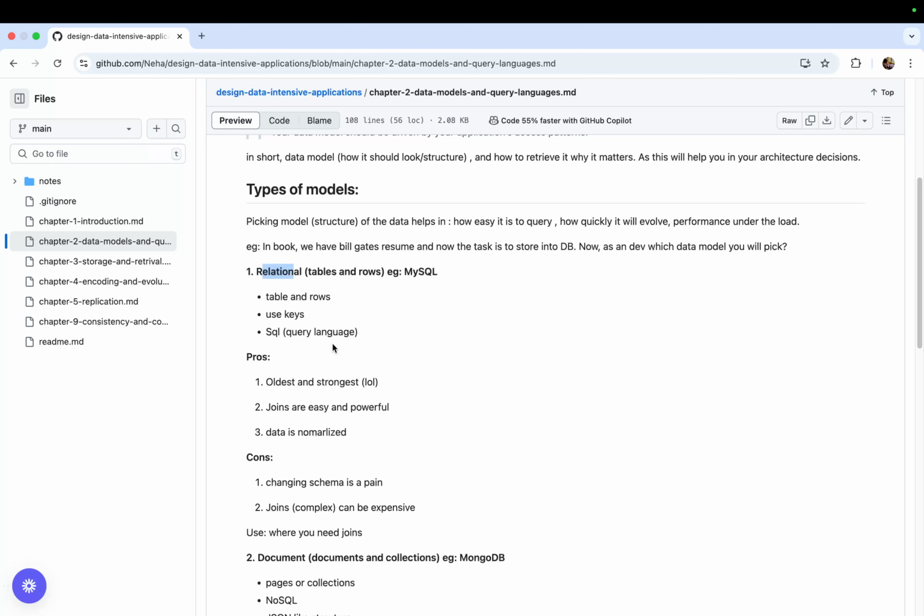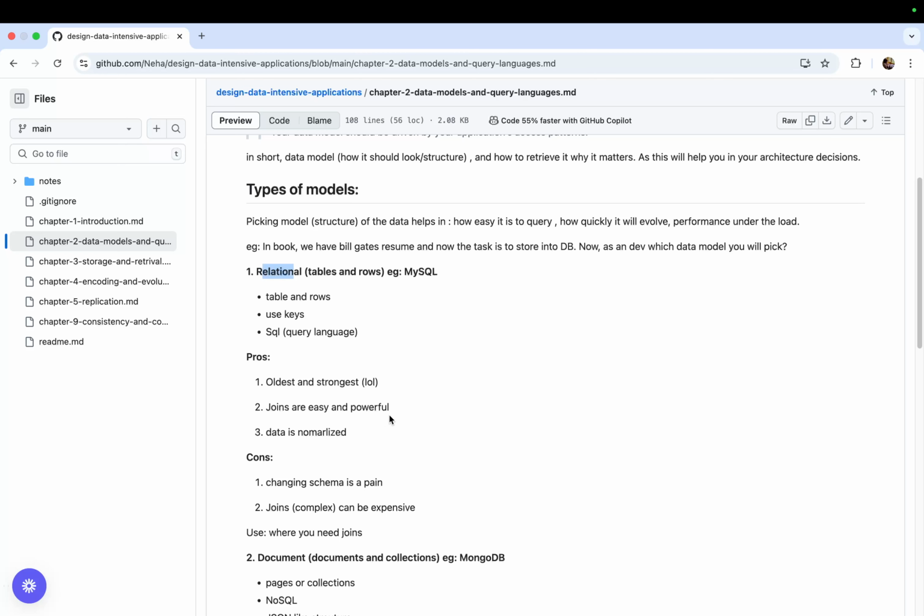Now, what are the pros of this? What is the benefit? The benefit is the relational database is the oldest one, and it's still going on. So I would say the community is strong. It's still standing tall, so it's pretty trustworthy. Joins are easy and powerful. So now I have created multiple tables.